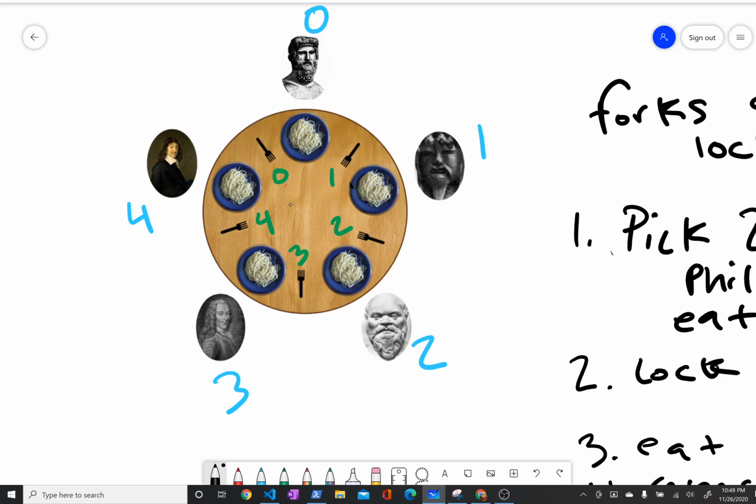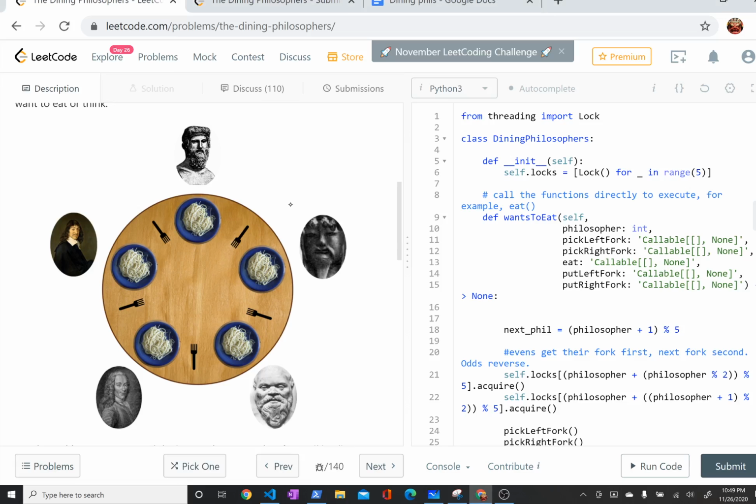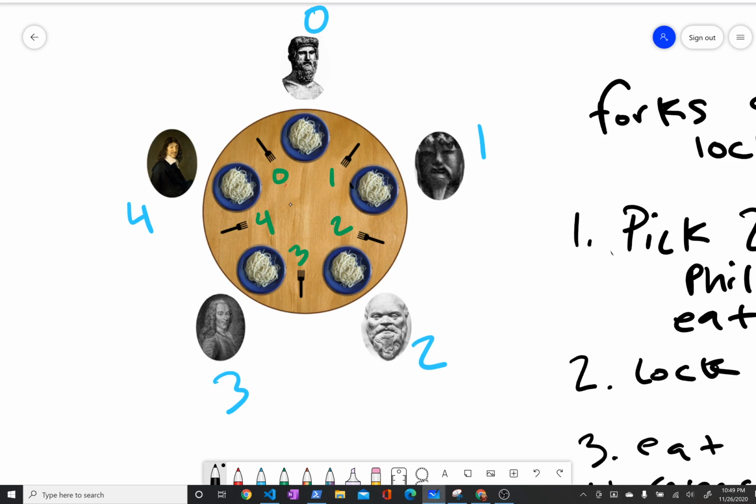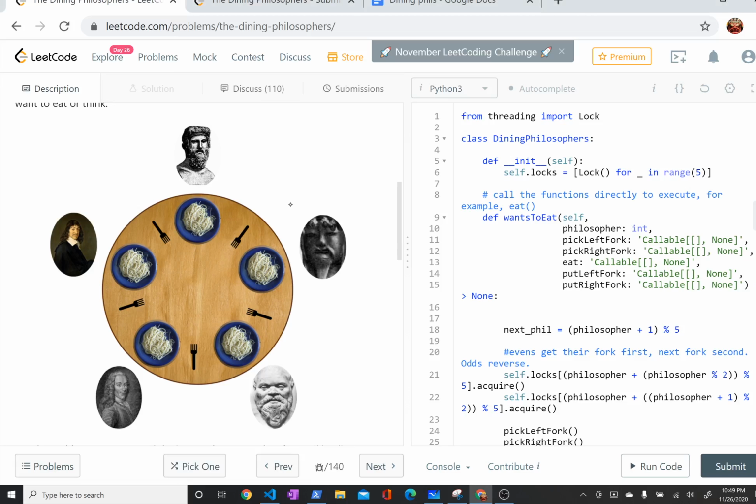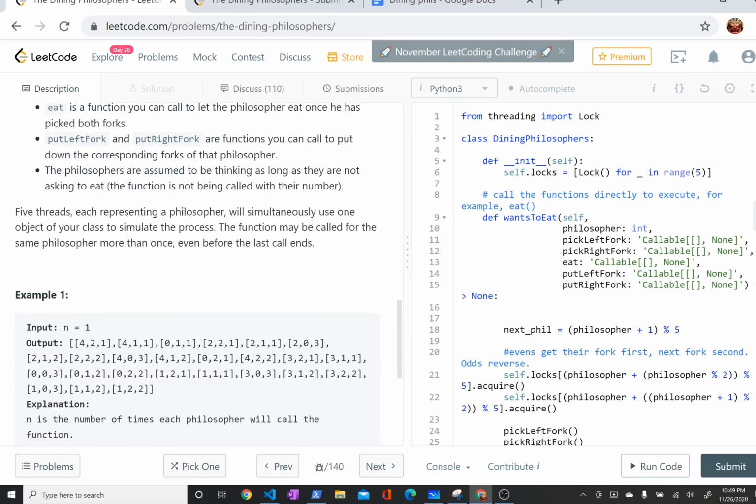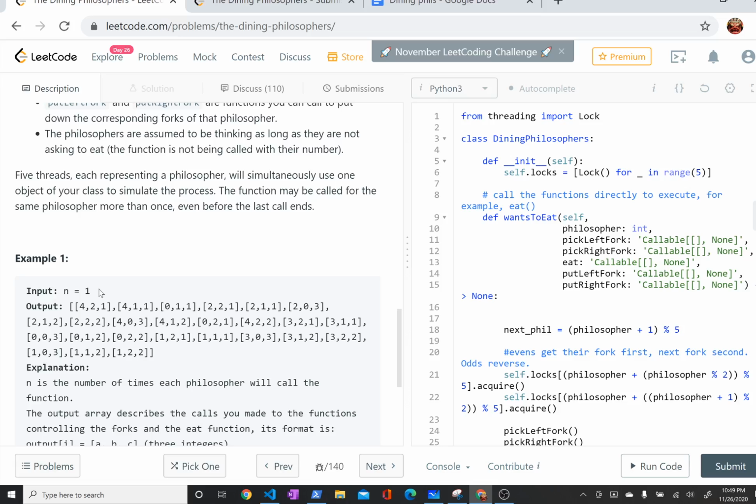So this problem is asking you to create an object that will manage 5 threads. Each thread is acting on behalf of one of the philosophers. There's a thread for philosopher 0, and it's going to try to pick up the forks and eat spaghetti. There's a thread for philosopher 1 that wants to do the same thing, and so on. What you need to do is manage these philosophers so that they can all pick up their forks and successfully eat their spaghetti.